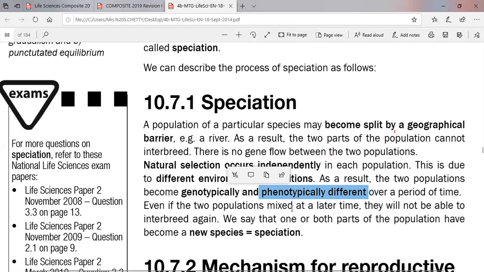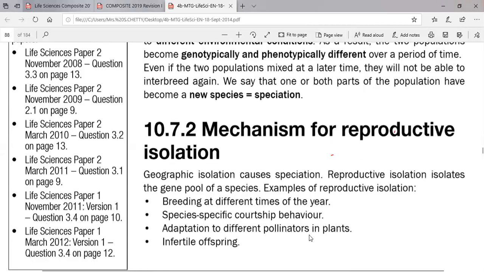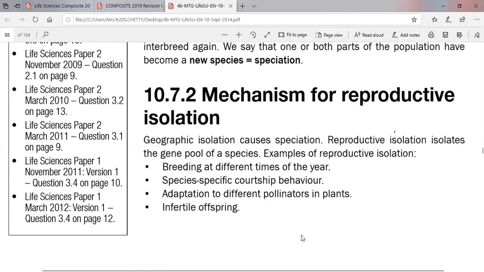Even if the two populations mixed at a later time, if they have to meet, they will not be able to interbreed again. Why? Because one or both parts of the population have become new species. All right? Good. Let's look at the barriers. Barriers. What prevents them from breeding with each other?